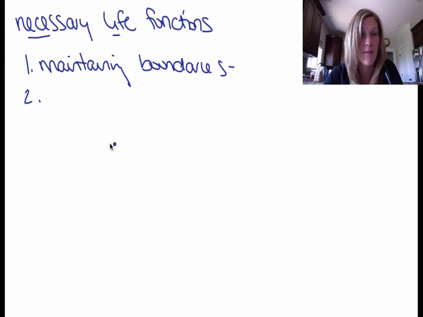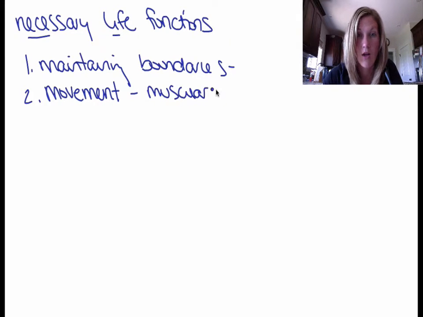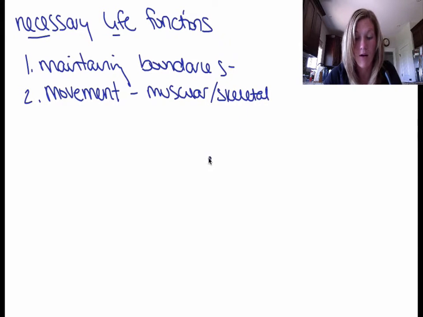The second thing that must be in place is that an organism must be able to move. So movement is the second one. Locomotion can occur in a couple of different ways. The first one can be large scale locomotion. So the muscular system, along with the skeletal system, allow for our large range movement.